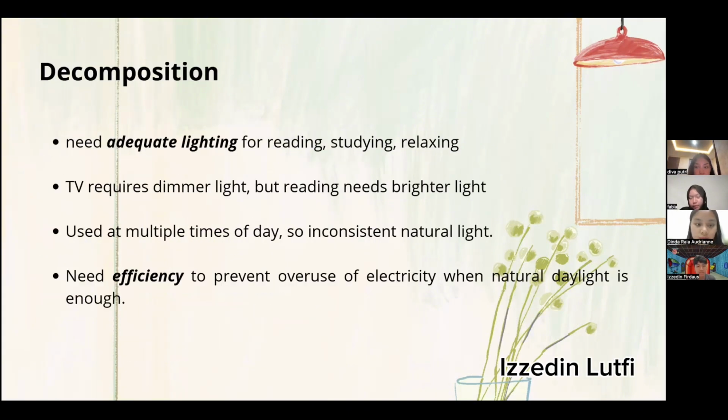Let us decompose the problem first. The breakdown of the problem is the need for adequate lighting for certain activities such as reading, studying, and relaxing, and also the efficiency to prevent overuse of electricity when it's not needed.